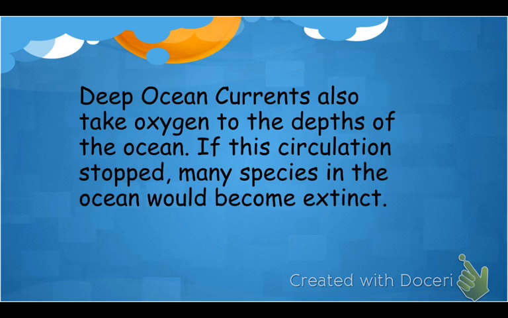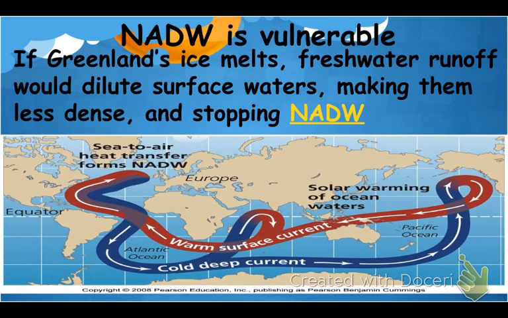Deep ocean currents are also going to mix up oxygen, which is very good for different animal species. Now, the one problem that we have is that deep ocean currents theoretically could come to a stop, and this would be a very big deal.